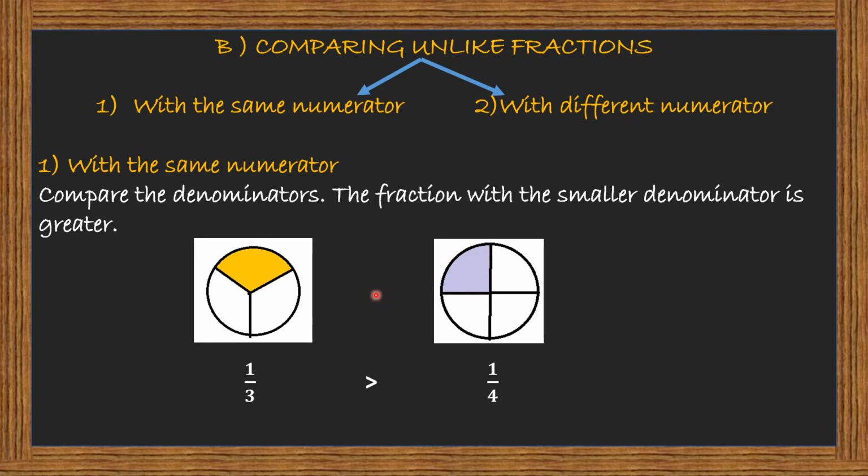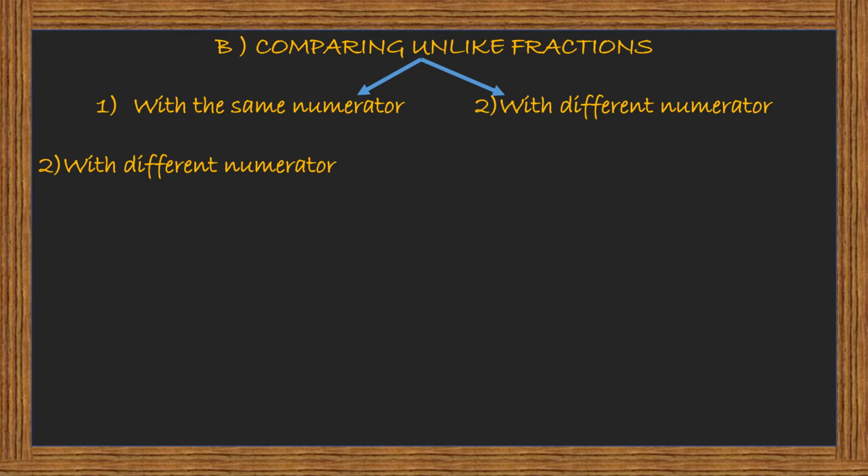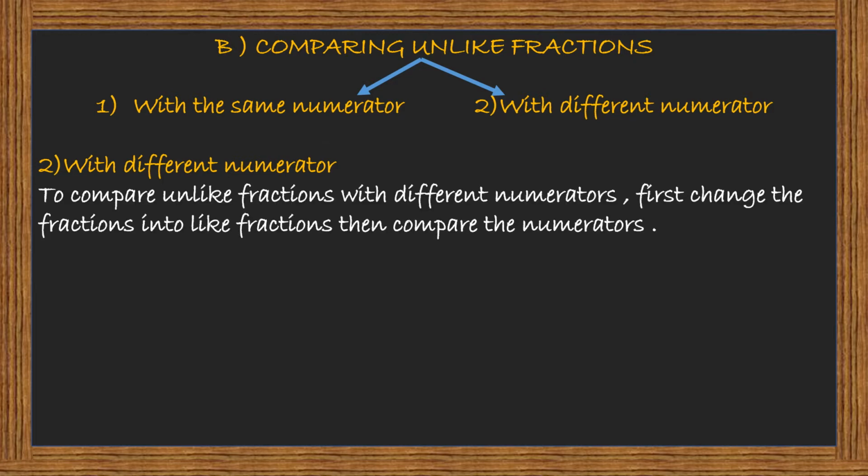Isn't it easy to compare the unlike fractions with the same numerator? In the previous one we saw the fractions with the same denominator. Now we have seen the fractions with the same numerator. Smaller the denominator, greater is the fraction. Now we are going to see the different numerator case.